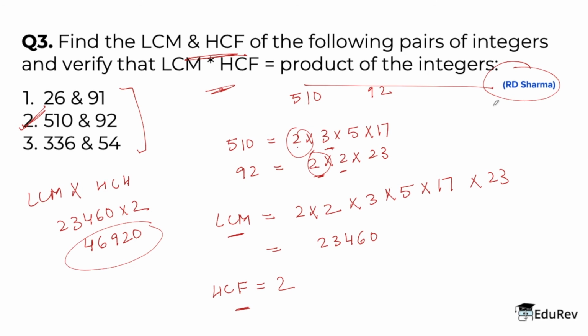And when I find the product of the integers, that is 510 into 92, I get 46920. So both of these numbers are equal. Hence it's verified that for any two given numbers, HCF into LCM will be equal to the product of those two numbers. I hope you understood this. So let's move on to the next question now.